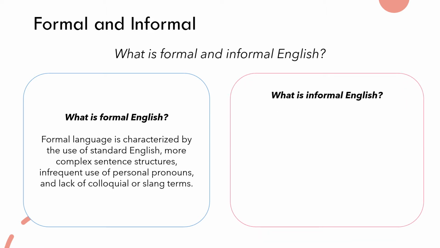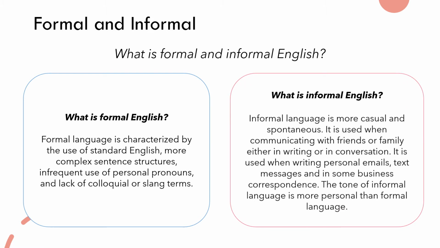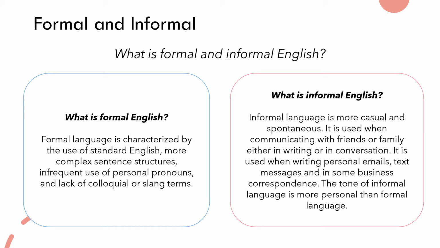Next one then, so what is informal English? So informal language is more casual and spontaneous. It is used when communicating with friends or family, either in writing or in conversation. It is used when writing personal emails, text messages, and in some business correspondence. The tone of informal language is more personal than formal language.